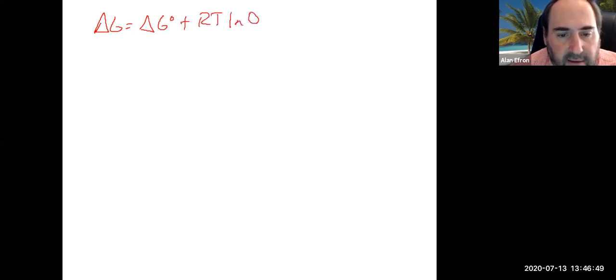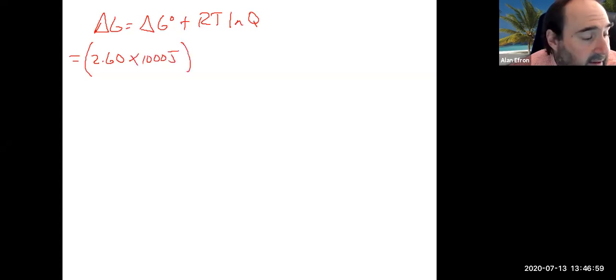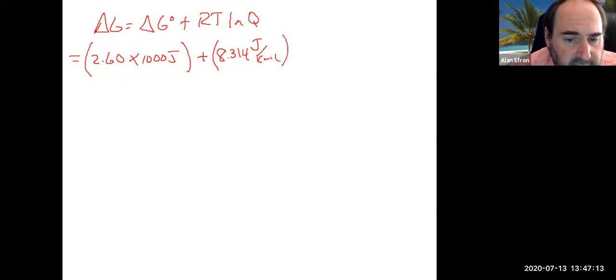There we go. If we take delta G equals delta G naught plus RT natural log of Q and stick it all in, I'm going to take my 2.6, which is my delta G naught, and multiply by 1,000 like I've done before, which converts it into joules. The other option is to convert the R into kilojoules, whichever way you want to do it. R would be 8.314 joules in that case. Temperature was 25 degrees, so that's going to be 298. And then we're going to take the natural log of our Q.